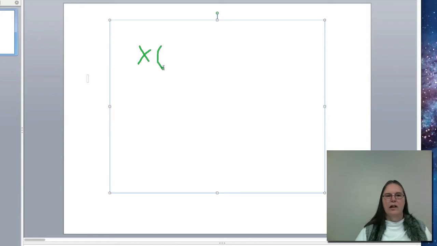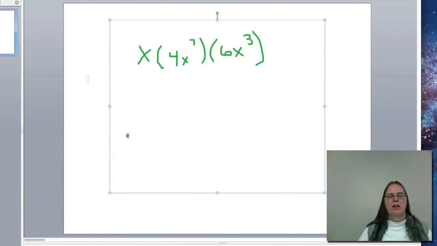x times 4x to the 7th power times 6x to the 3rd power. All right. Now, the rule of exponents says anytime that I have exponents multiplied together, it's the sum of the exponents. But we have to do this too. We have to think, what is this number times this number? And this is a 1 in a hidden form because there's 1x. 1 times 4 is 4. 4 times 6 is 24. So that's the first piece.